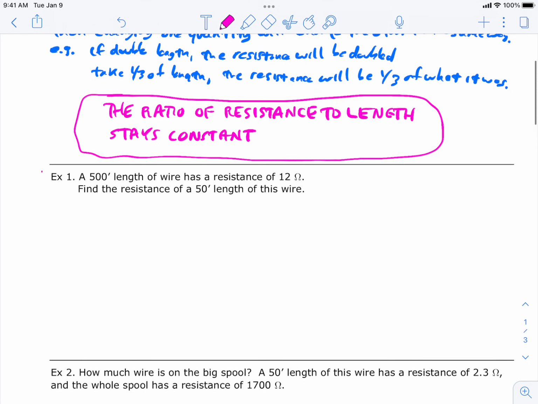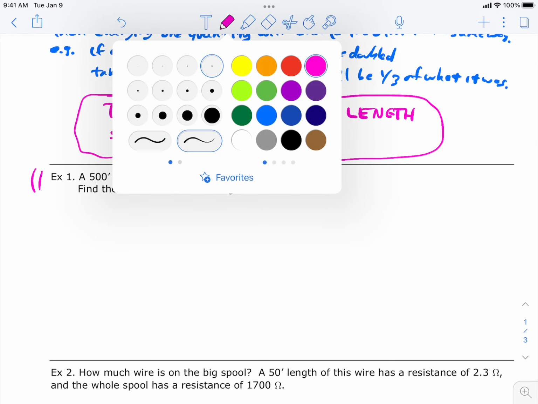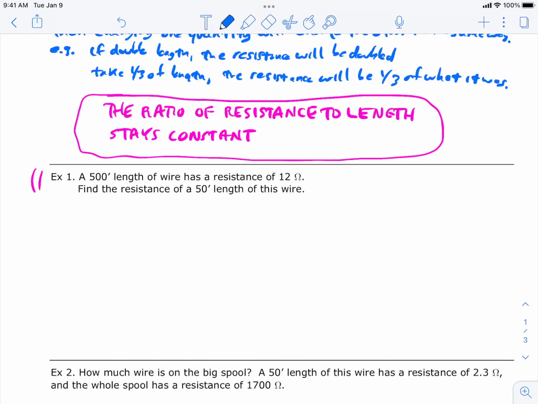So here's how we use that in a real problem. We have a 500-foot length of wire, and this wire has a resistance of 12 ohms. That is a ratio of length to resistance. The ratio is 500 foot to 12 ohms. Sometimes we call that a rate, you can call it a ratio. But this ratio is going to be the same, 500 foot to 12 ohms.